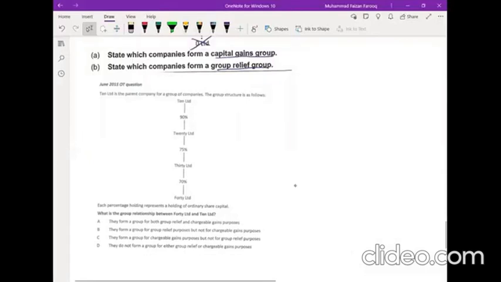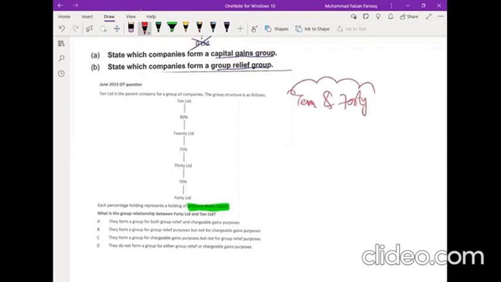Each percentage holding is of ordinary shares. Yes, it should be ordinary shares, or it's a profit sharing percentage. Is it correct? Fine. Now the requirement is the relationship between 40 and 10, right or wrong? So we will check. 40 is the last one and 10 is the first one. So first of all, I will check the group relief group, which I am checking in the red color.